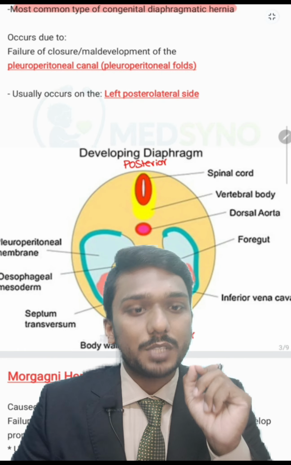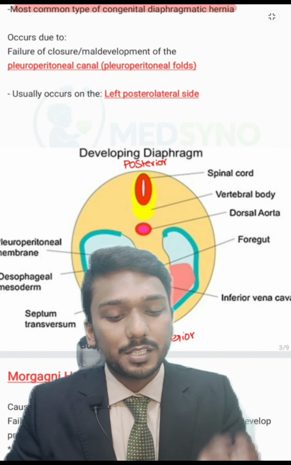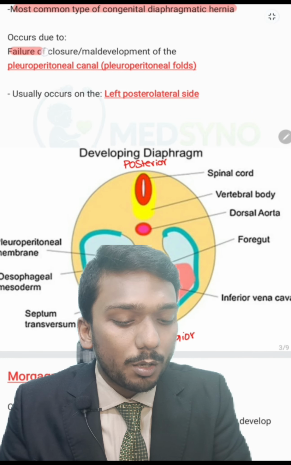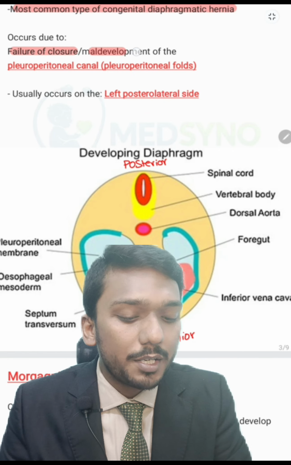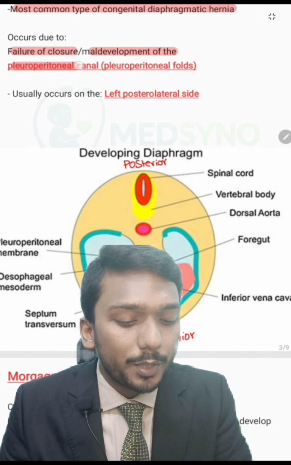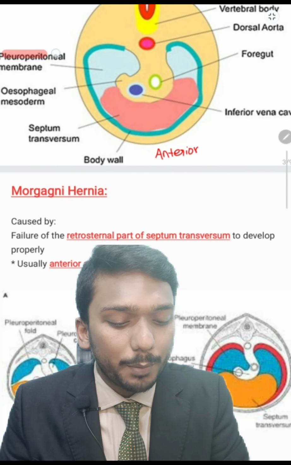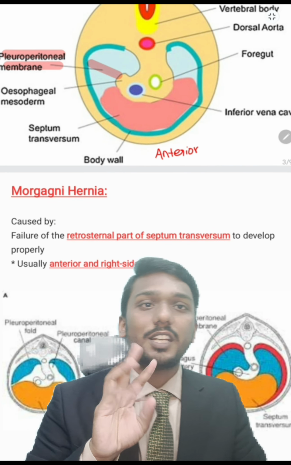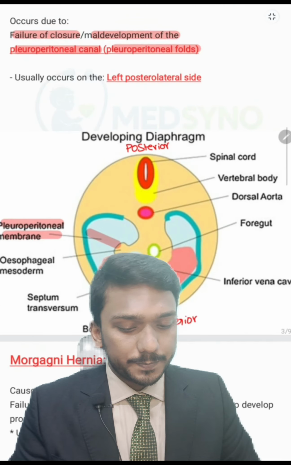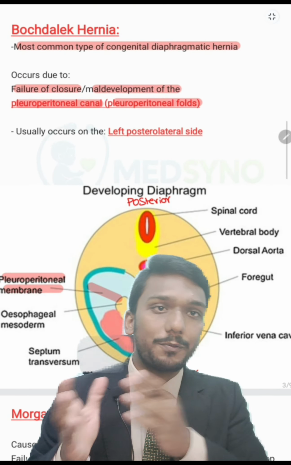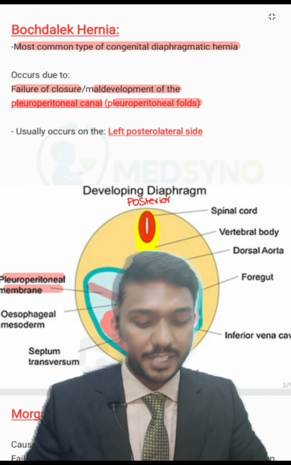In the FMG exam, they might ask what is the reason behind it. This occurs due to failure of closure or maldevelopment of the pleuroperitoneal canal, pleuroperitoneal folds or pleuroperitoneal membrane. So these three things denote the same structure. This is usually on the left and posterolateral side.